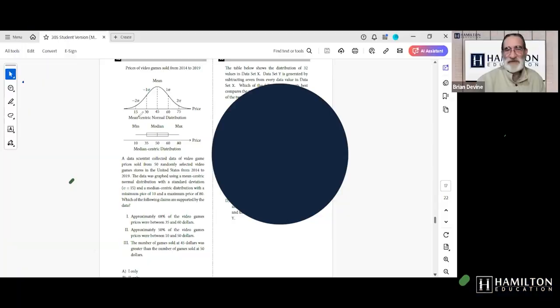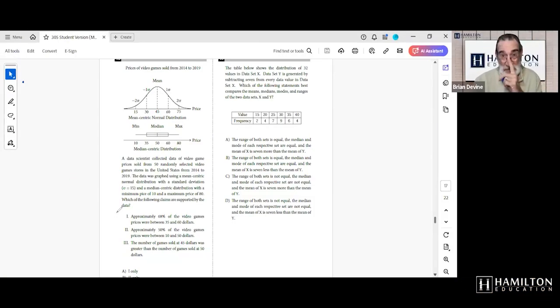Question 12. Question 12 takes up half of a page. Question 13 isn't that much better, it looks like. But question 12. Prices of video games sold from 2014 to 2019. So we have what's called a normal distribution, which is centered around the mean. Here, the mean would be 45. That's the average of all of the data.